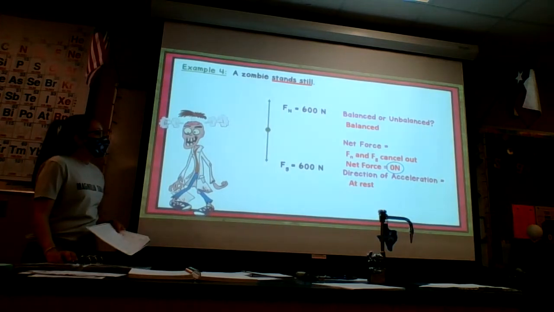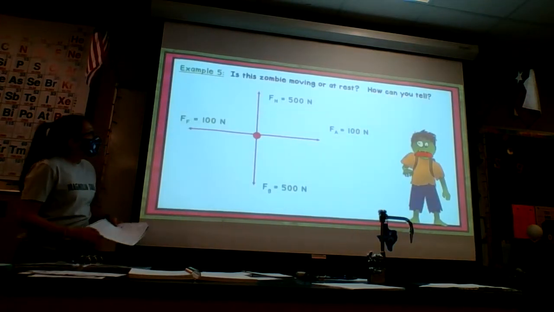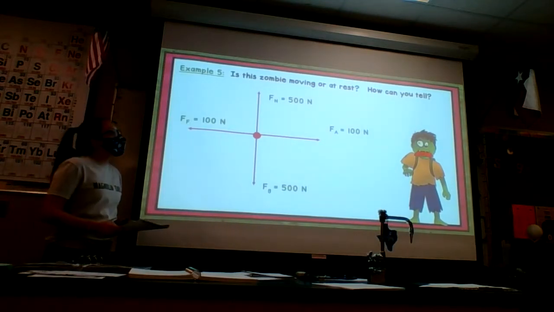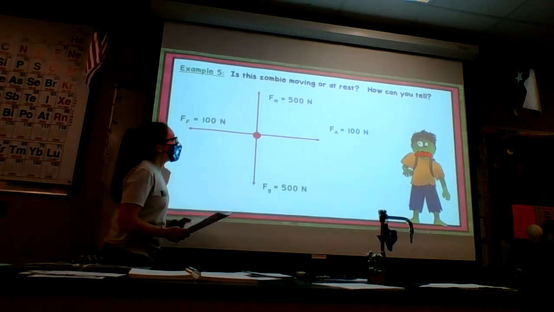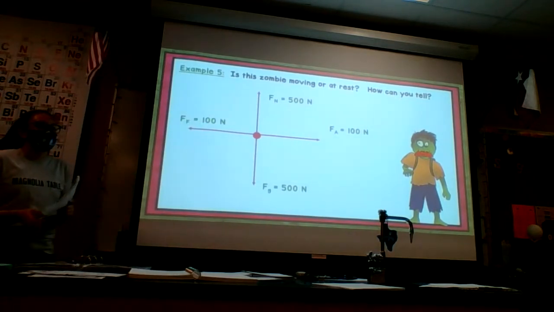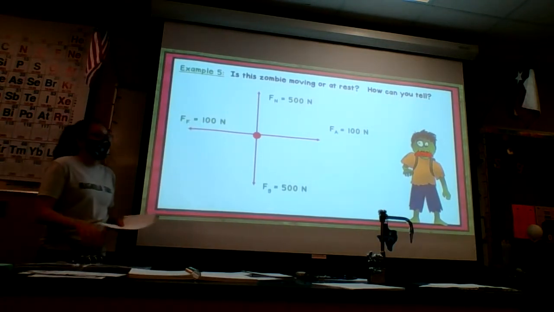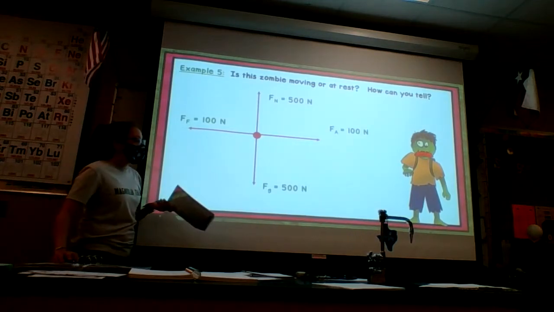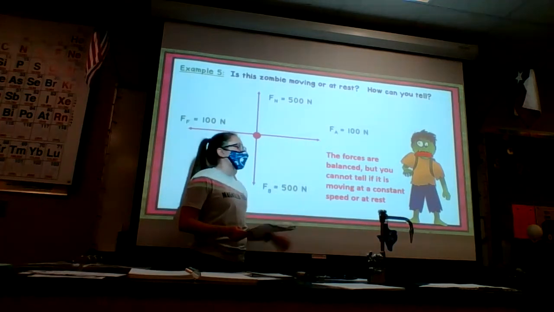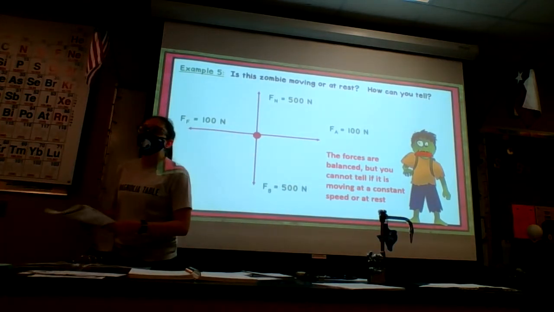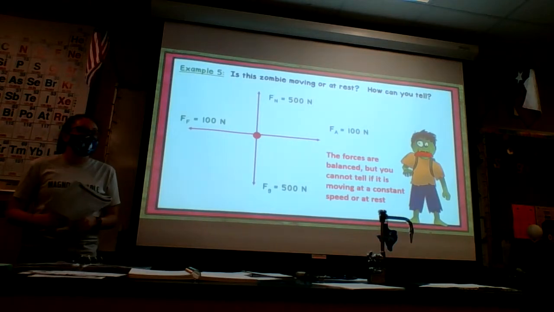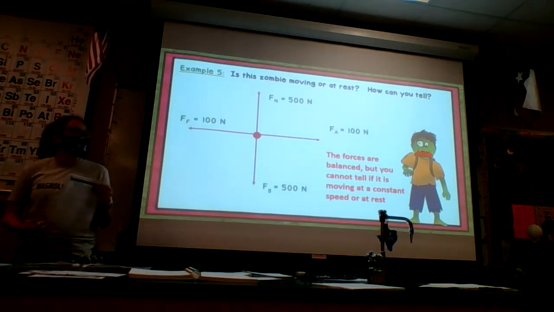All right, last example of our notes today. Ask yourself a question. Is this zombie moving or at rest? How can you tell? So first of all, do we have a balanced or unbalanced free body diagram? It's balanced, okay? And so we're going to be smart and we're going to say the forces are balanced, but you cannot tell if it is moving at a constant speed or at rest. Okay, we don't have any information to tell if it's moving or not moving. We just know that it's balanced.